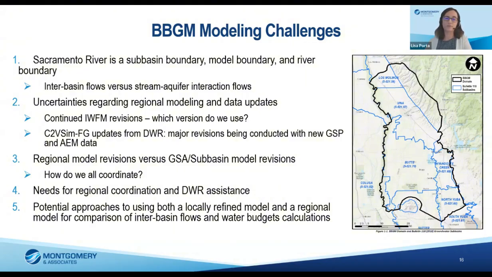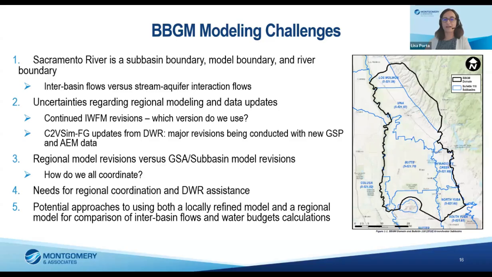And then also coordination with the GSAs and the subbasins that use different models. So we really identified the need to coordinate regionally, work with DWR, and get assistance to update the models so that they're more in line with regional understanding. So there's potentially a use to keep using both a local model like the BBGM, and also connecting it to the regional model like C2V-SIM from the state. And these are things that are being figured out now and discussed to see what's the most efficient way to update models into the future.